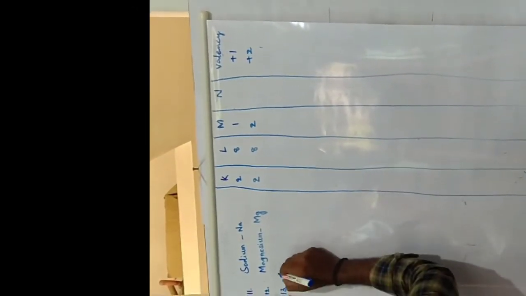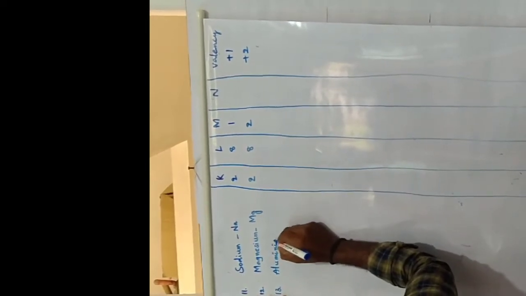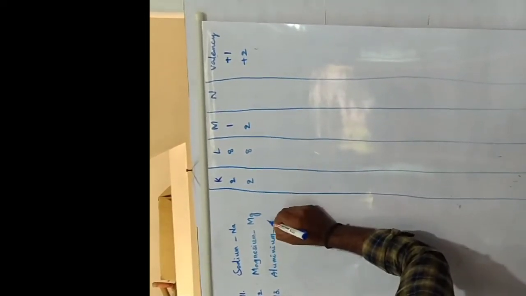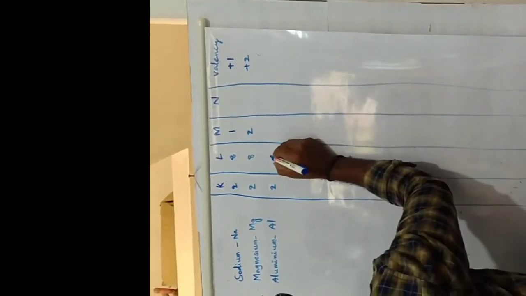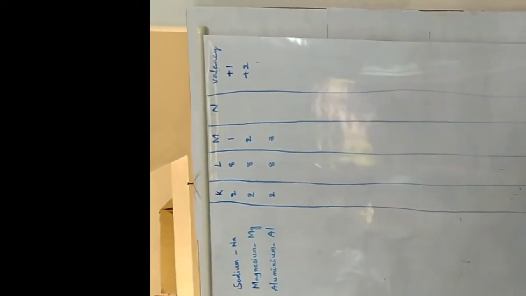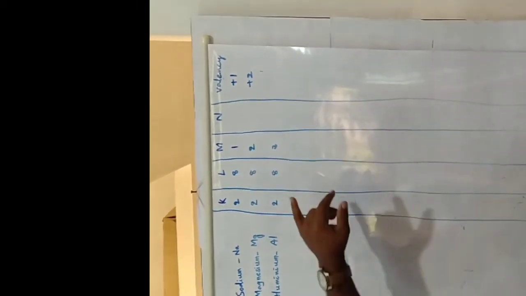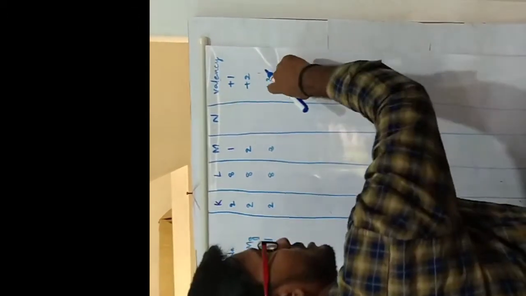13th element, aluminum. Symbol of aluminum is Al. Electronic configuration 2, 8, 3. So that means 2 plus 8, 10 electrons, and the remaining 3 enter into the M shell. The valency will be plus 3. So that means third A group element.